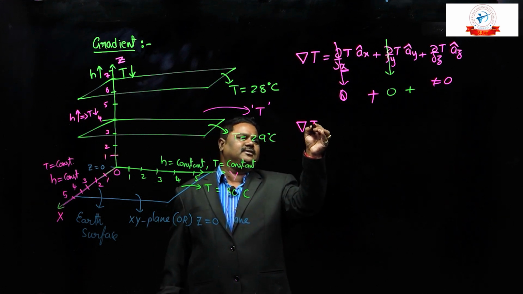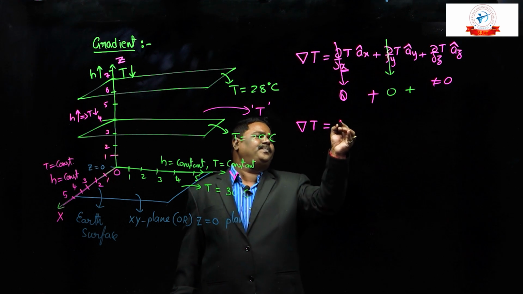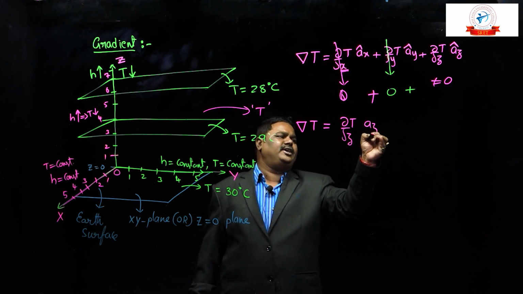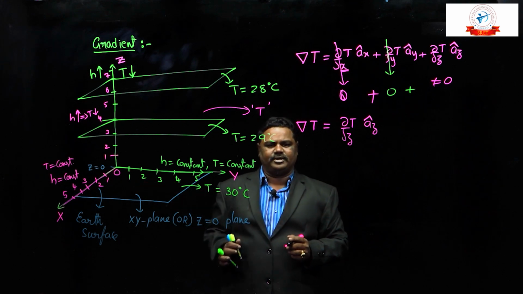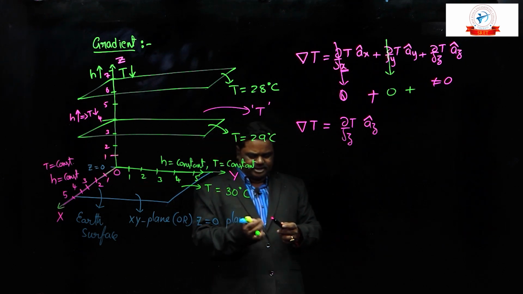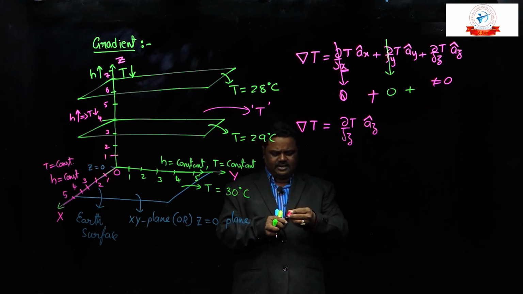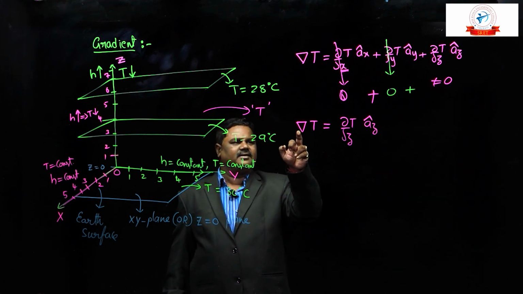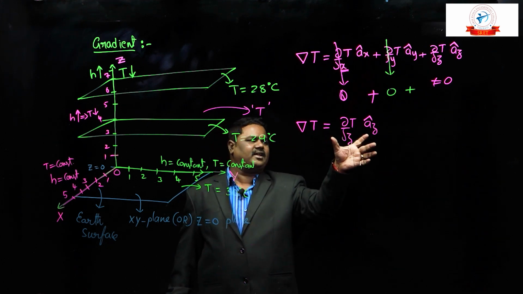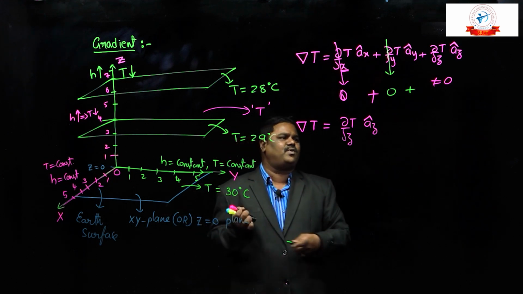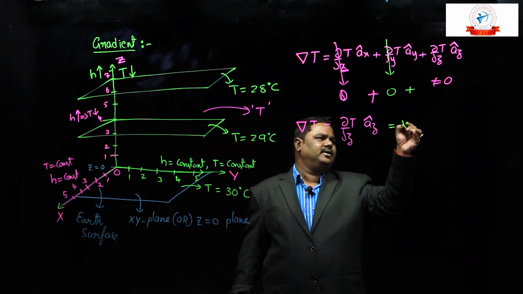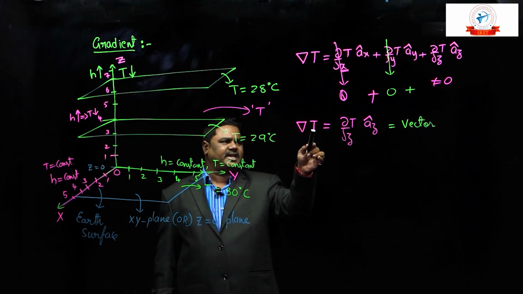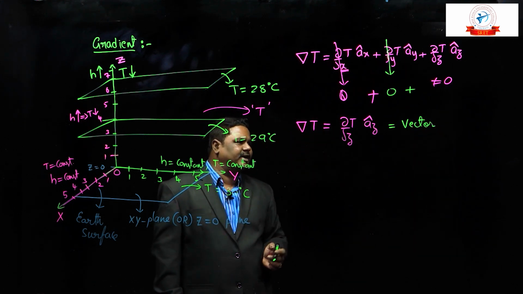So, let us consider the gradient of T will become dou by dou z of T into az cap for this example. If you observe this, you know that T is a scalar, del is a vector, and vector into scalar is a vector again. So, this quantity is a vector quantity. Temperature is a scalar, but gradient of T is a vector.